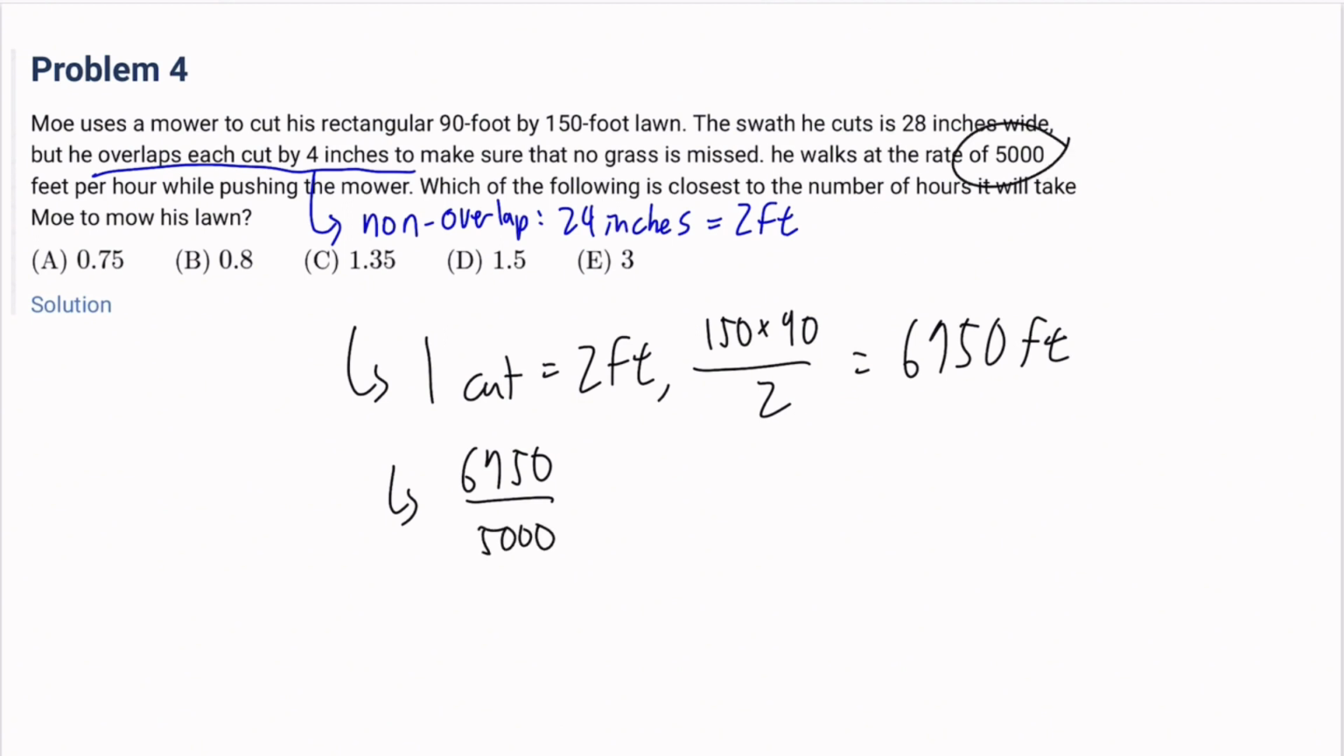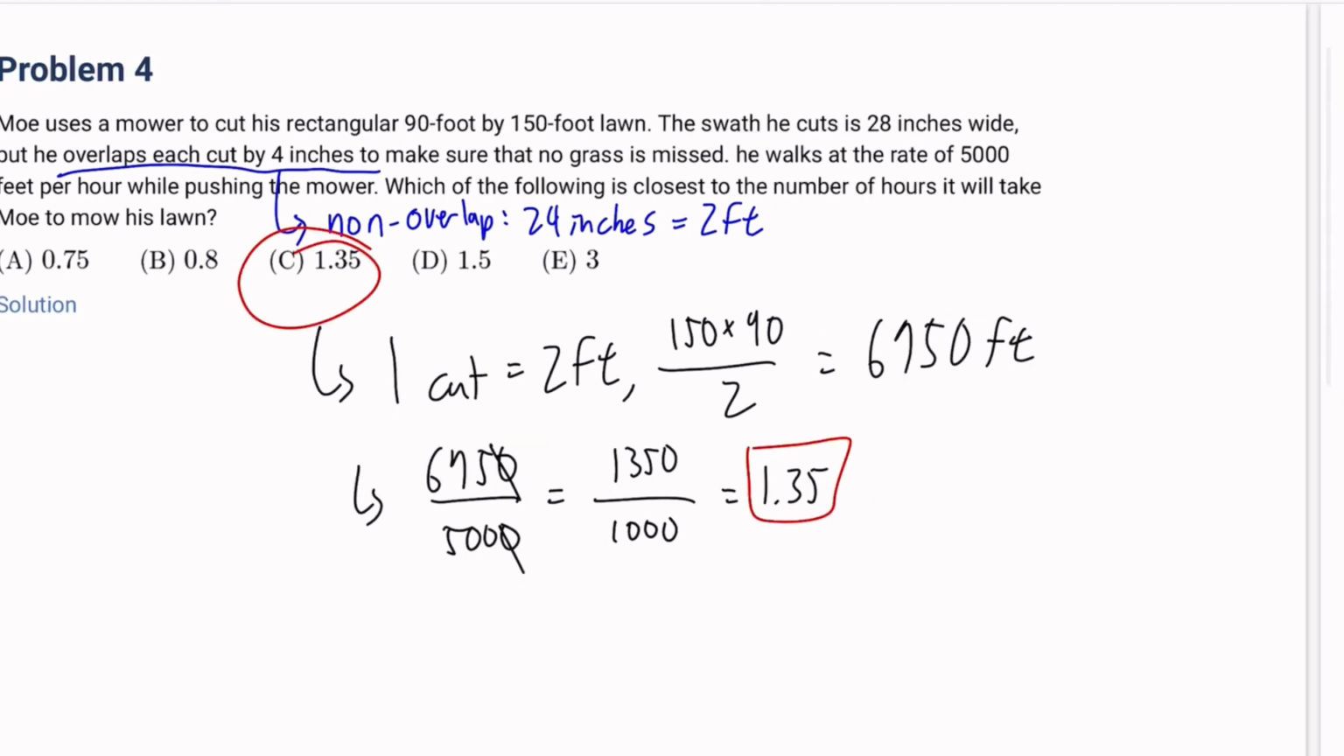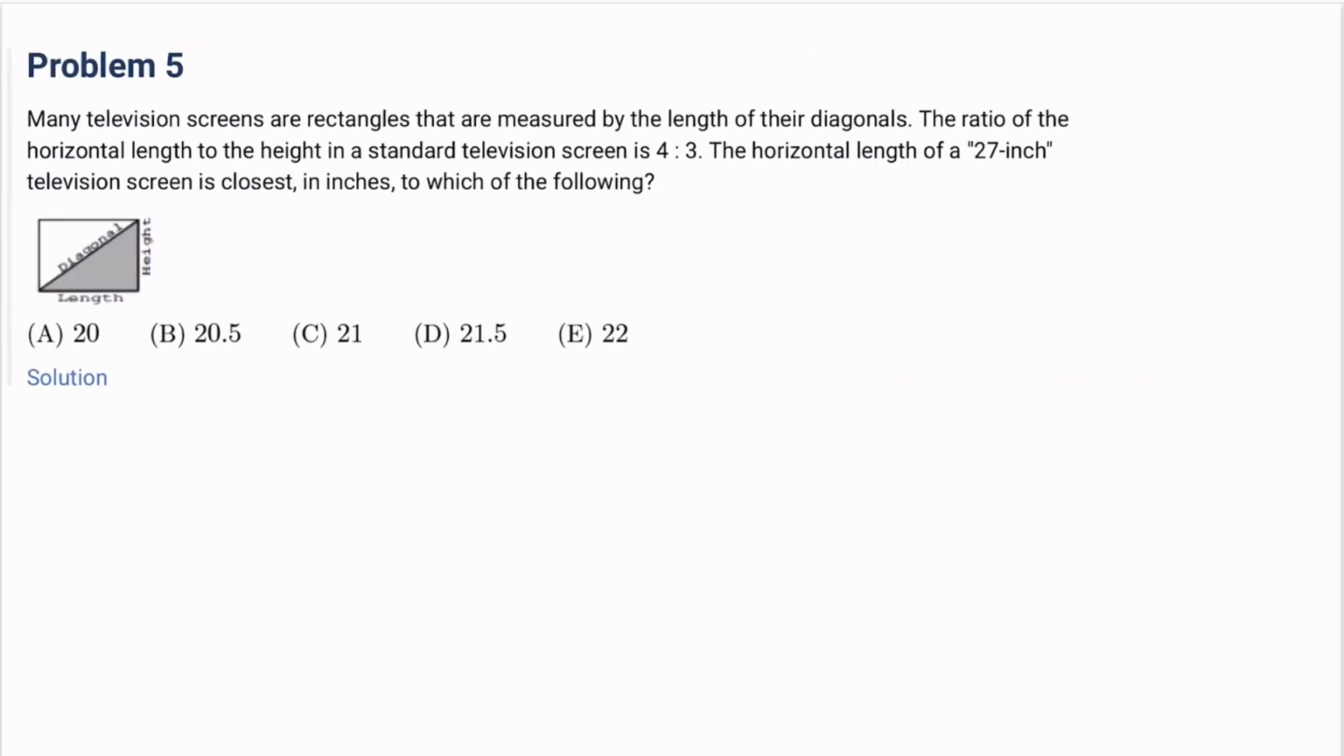because he walks at a rate of 5,000 feet per hour. These two cancel, and that's just 675 times 2, which is 1350. Oh, sorry, it's 1350 over 1,000. So this is 1.35 hours. So this is the answer. It's C. Number 5, many TV screens are rectangles that are measured by the length of their diagonals.